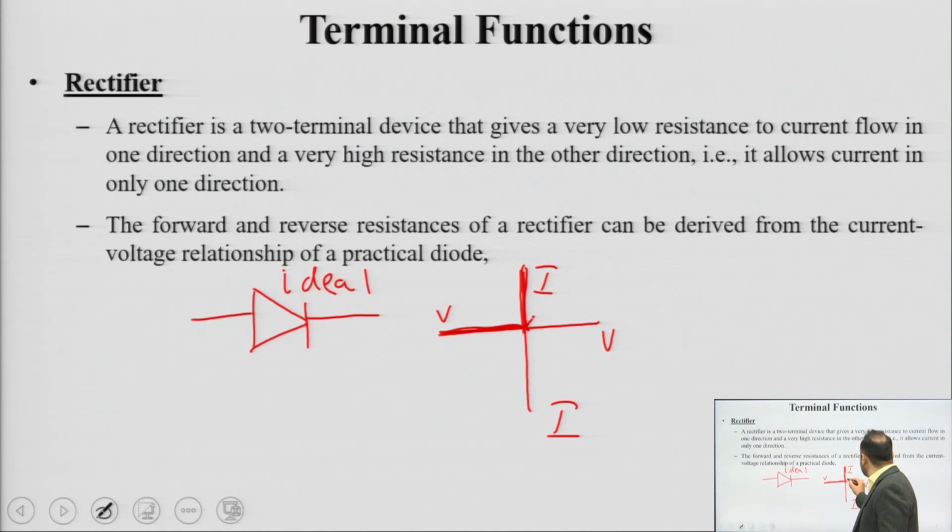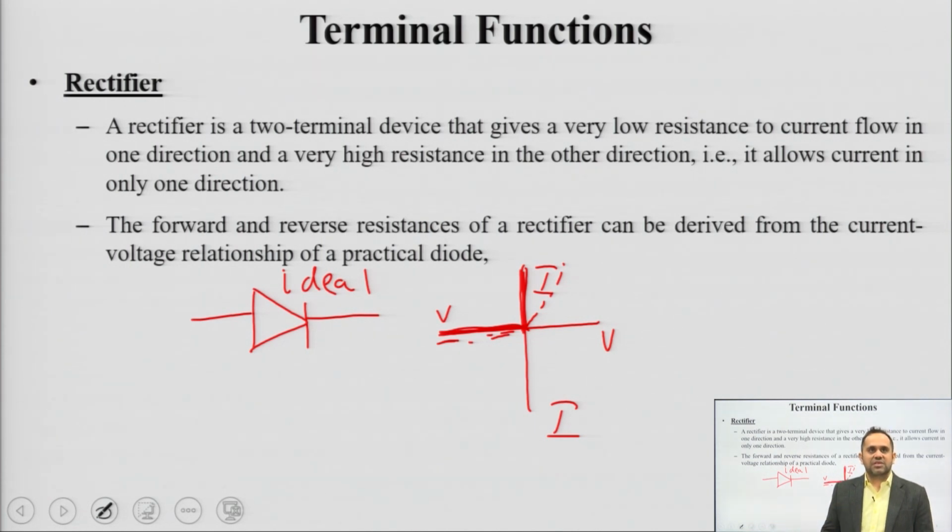Practically, if you can get something like this, this is very close to a practical switch. So, very low forward resistance and very high reverse resistance, which basically can be obtained from a diode. So, that means a diode can be used as a rectifier also. Because a rectifier is required to conduct only in one direction and your diode only conducts in forward direction. So, this is a very good mapping of application of a PN junction diode as a rectifier.